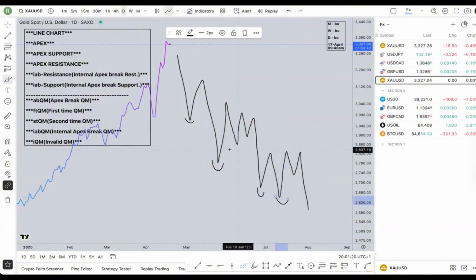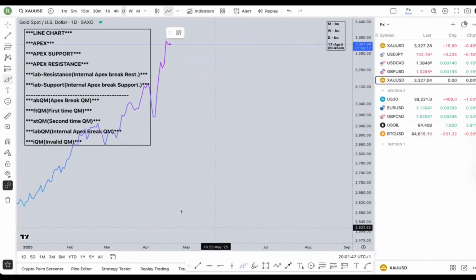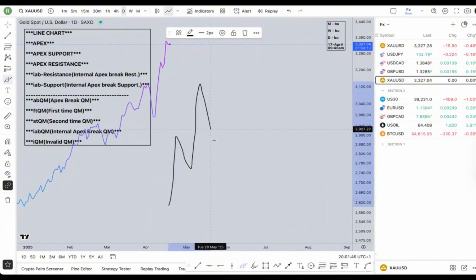Now, if you look here, you see that we have an internal swing point also. These are not apex supports. These supports here are not apex supports. The only apex supports we had were this support here, this one, this one, this one, this one. Just like having something like this, we want to target the supports. We have something like this.